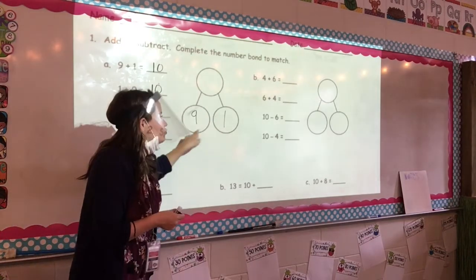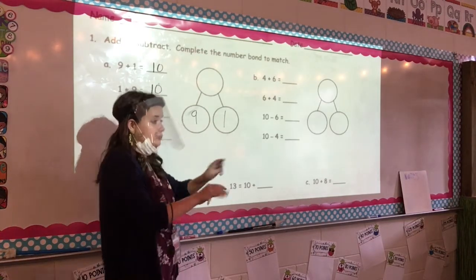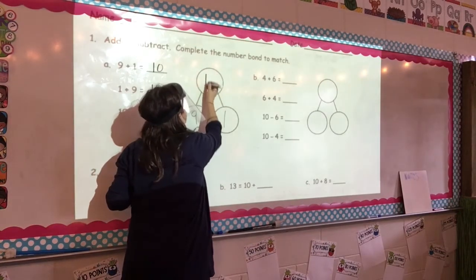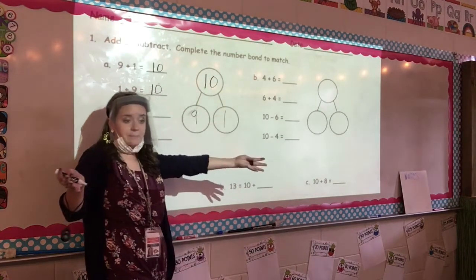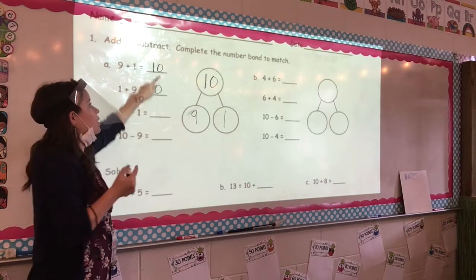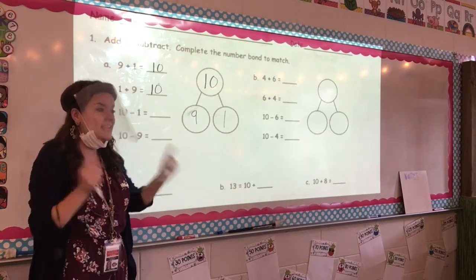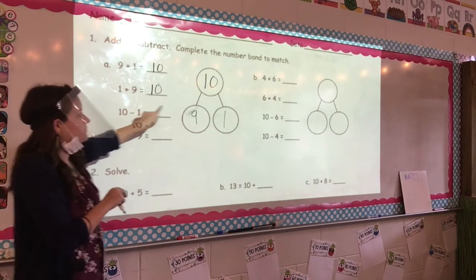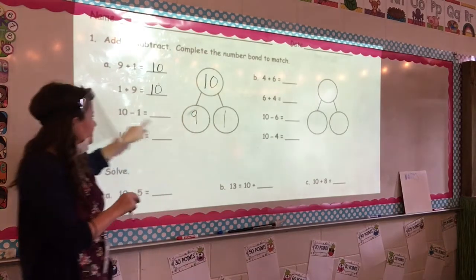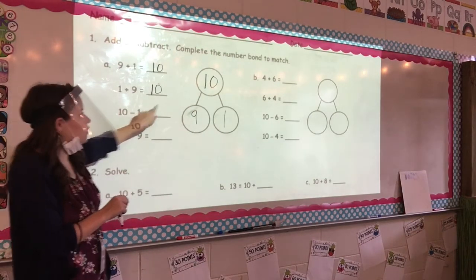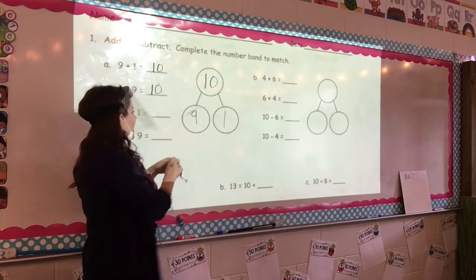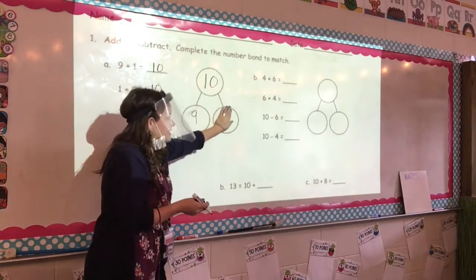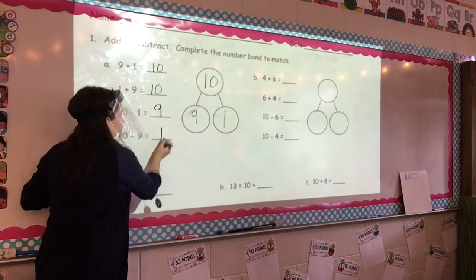It doesn't matter which part goes where, but it does matter where our total, or our whole number, goes. What's going in our whole number? 10. Now 10 is the big number, like you said, Peyton. The biggest number is always our total, or our whole, even in a subtraction problem. So if I have 10 minus 1, 10 minus 1 is 9. I can use that number bond to help me with the subtraction. And 10 minus 9 is 1. It's easy. Good job.